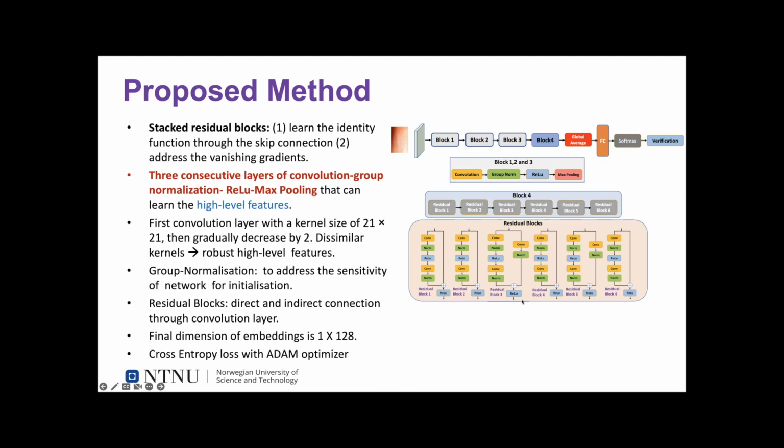In this way, we make sure that the information processed through the serial network has less redundancy and is more complementary, so that we can do reliable user verification. All in all, this network provides an embedding of size 1 by 128, and we use the cross entropy loss with the Adam optimizer.